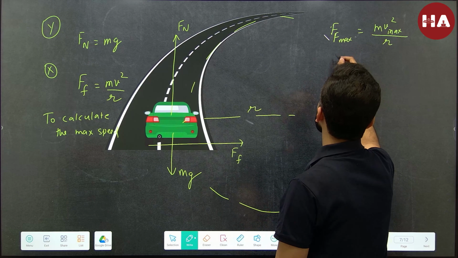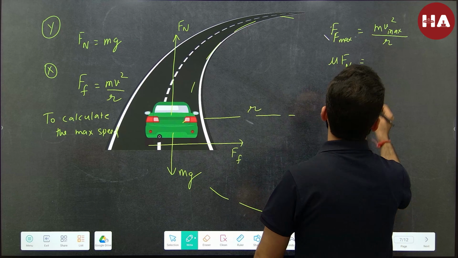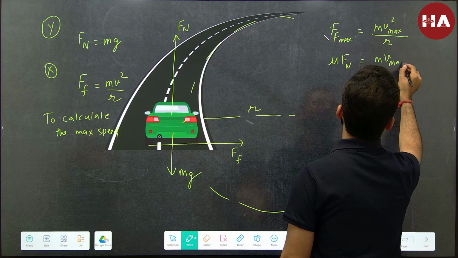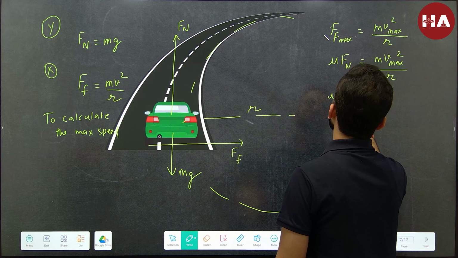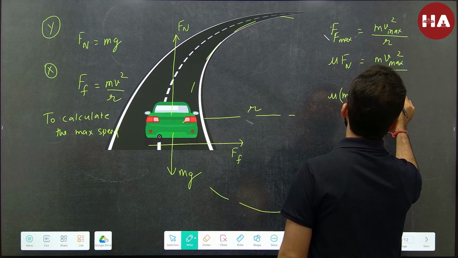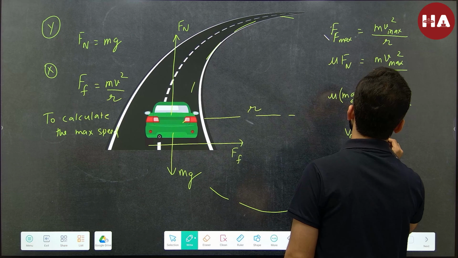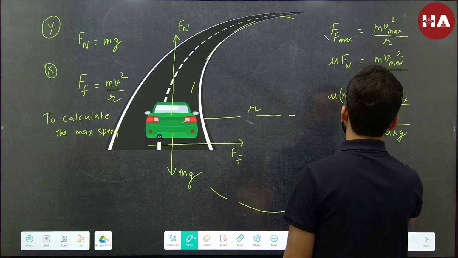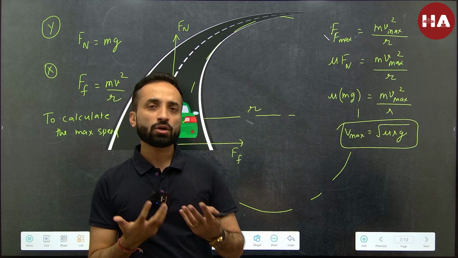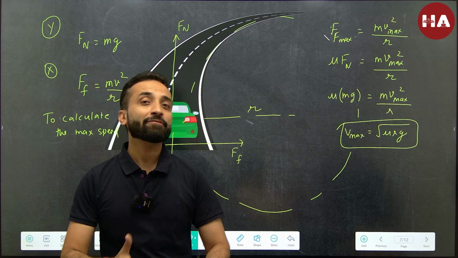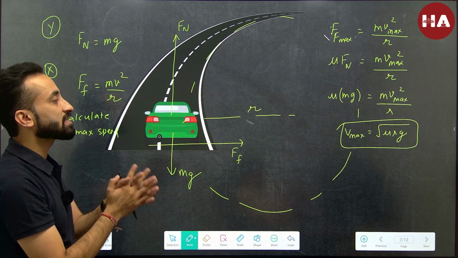So the maximum value of friction, as you know, is going to be mu N, that is mu times the normal contact force, and that's going to be m v max square over r. Now as we know, the normal contact is going to be mg, and this is v max square over r. So the maximum possible speed is going to be under root of mu r g. You cannot take the turn at a speed more than this. Not that you have to mug up this expression, but you have to understand the situation, how friction is providing the necessary centripetal force.